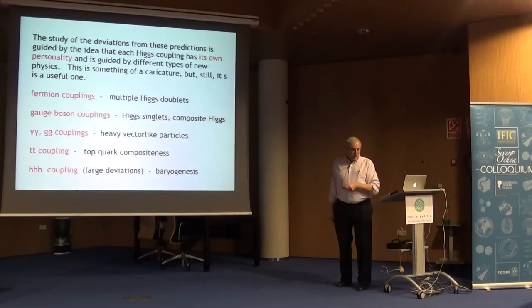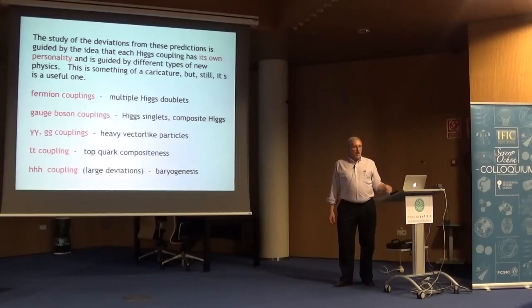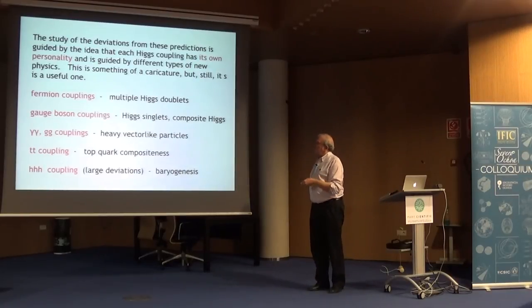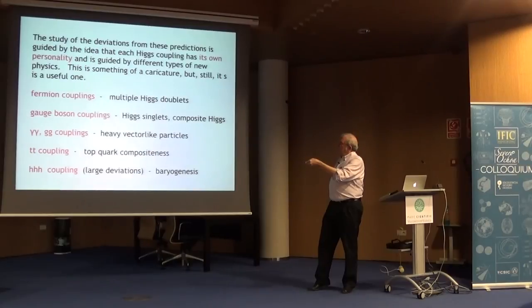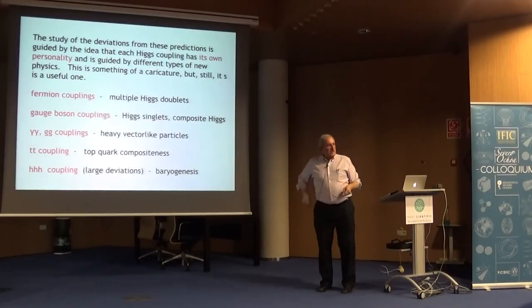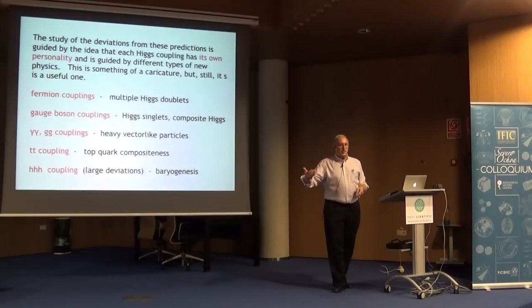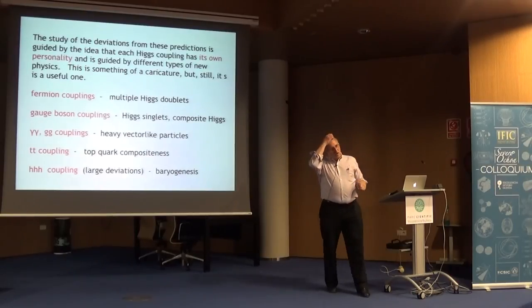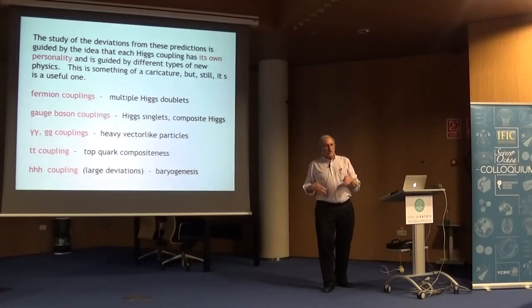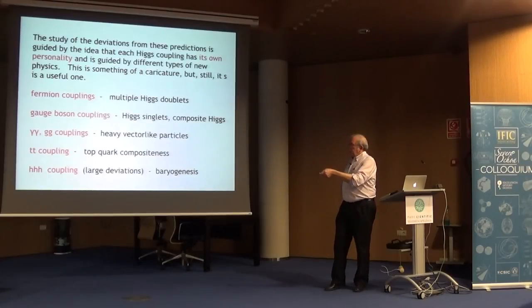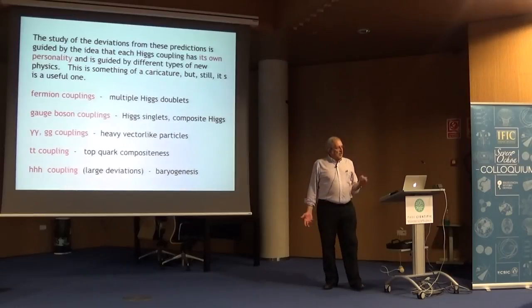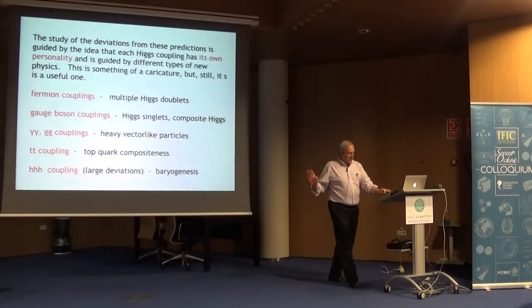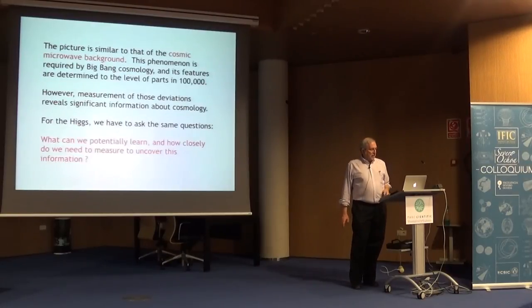The fermion couplings indicate whether the Higgs has partners, whether there are multiple Higgs bosons. The gauge boson couplings signal the presence of singlets, extra scalar fields that don't couple to the weak interactions, but only mix with the Higgs boson. The photon-photon and glue-glue couplings signal so-called heavy vector-like particles, the partners of the top quark. Obviously, the top coupling will signal possible compositeness of the top quark. And one can also talk about the Higgs self-coupling. I'm not going to get into that in this talk.